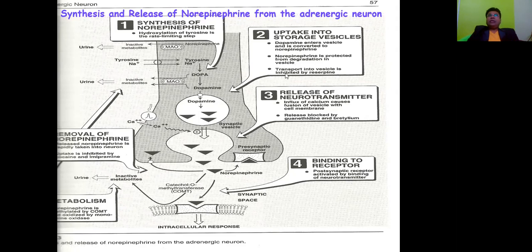Then number 2, uptake into the storage vesicles. Dopamine enters the vesicles and is converted to norepinephrine. This norepinephrine is protected from degradation in the vesicles, and the transport into the vesicle is inhibited by reserpine. Then the release of neurotransmitter: influx of calcium causes fusion of vesicles with the cell membrane, and the release is blocked by guanethidine and bretylium.